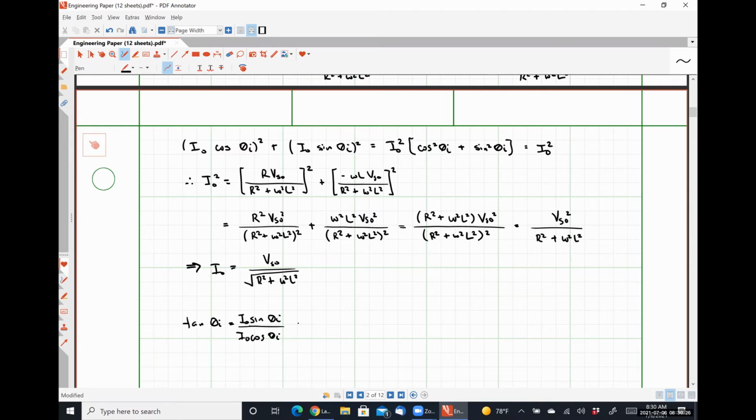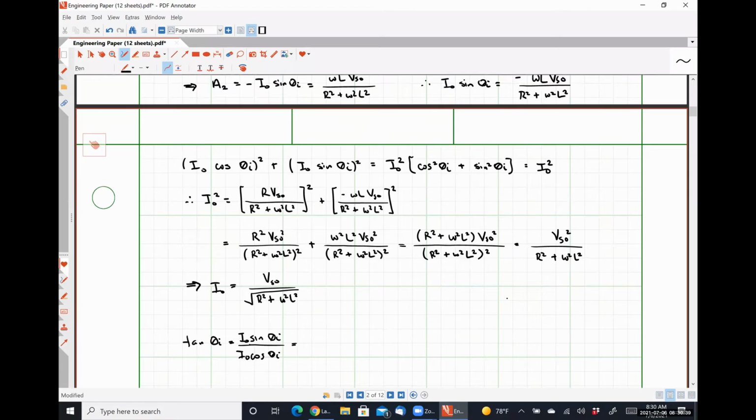So I naught sine theta I is going to be negative omega L Vs naught divided by R squared plus omega squared L squared. We knew that from before.